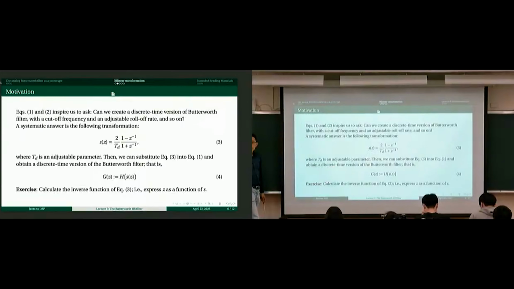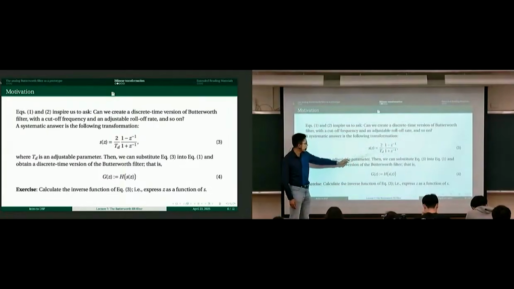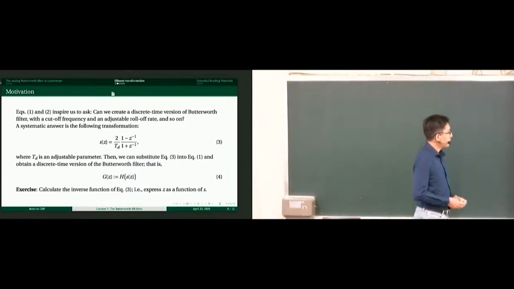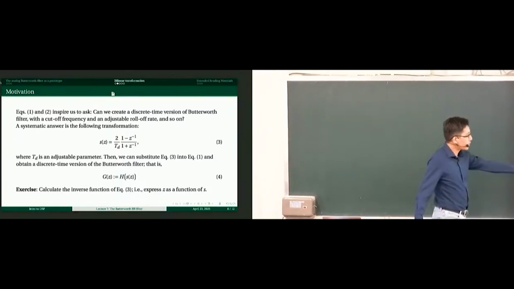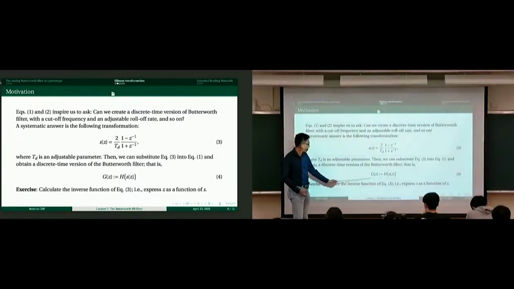We can define S as a function of Z. There will be 1 minus z inverse, over 1 plus z inverse, and there's a parameter 2 divided by Td. That's just simply a definition, and Td, as you will see, can be adjusted. With this transformation, we can go from analog to digital using this equation.